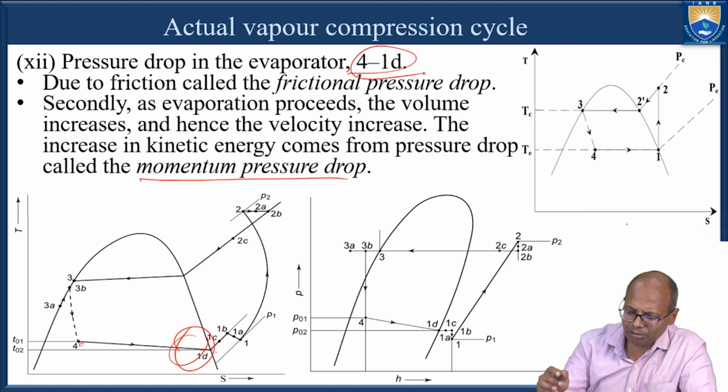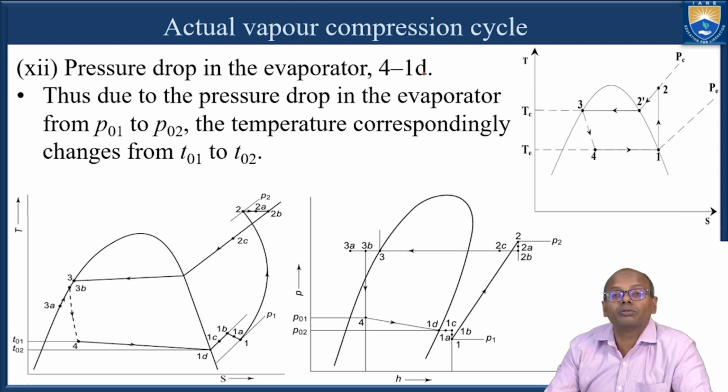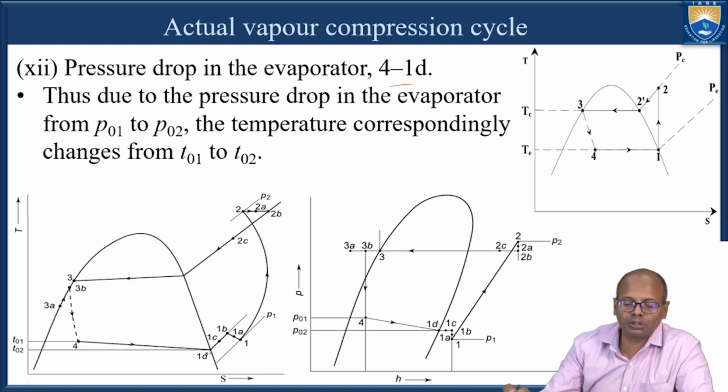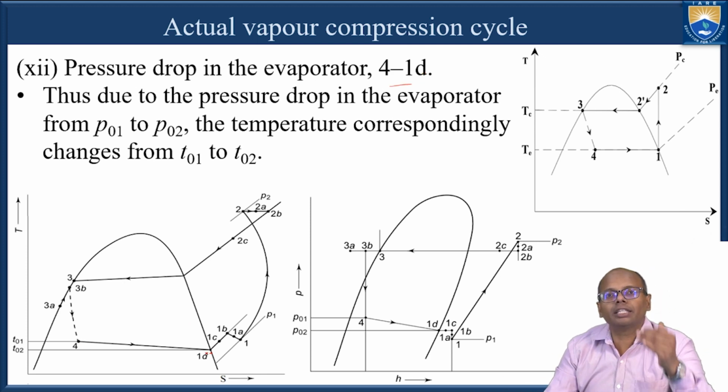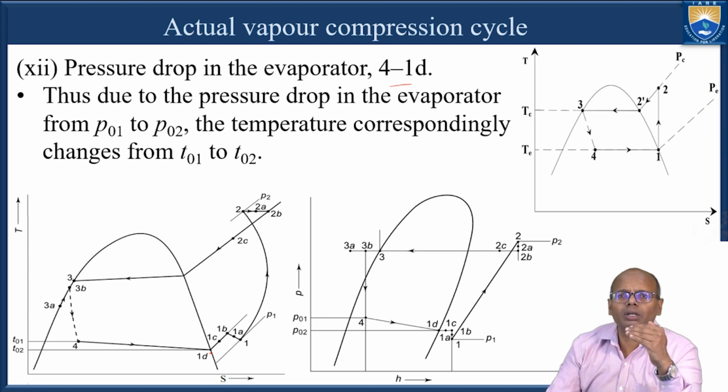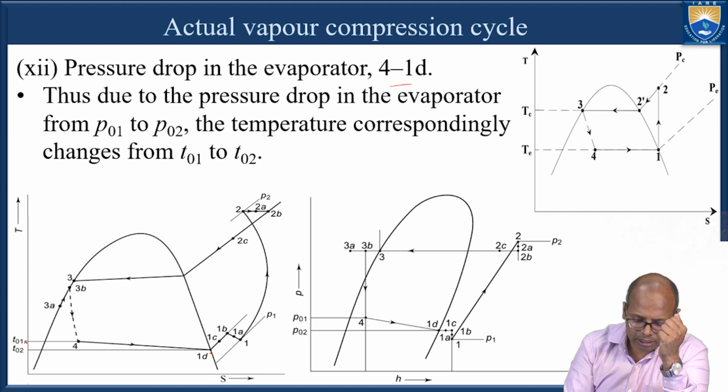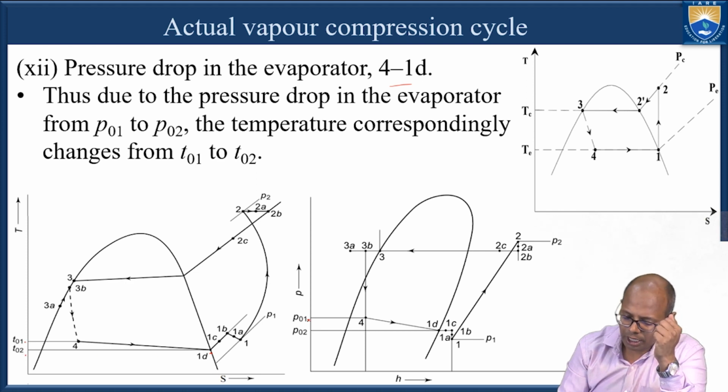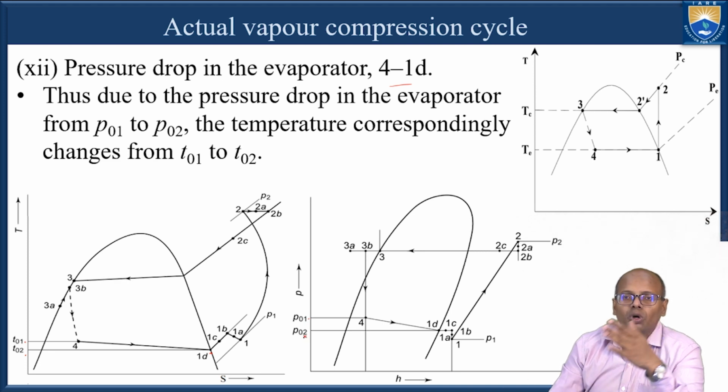The pressure drop is from 4 to 1, and this pressure drop and the temperatures are given as T0, T01, T02 and P01, P02 on 2 different diagrams.